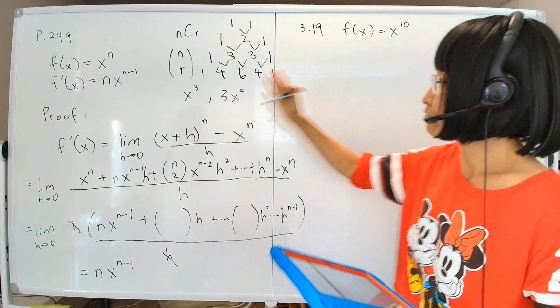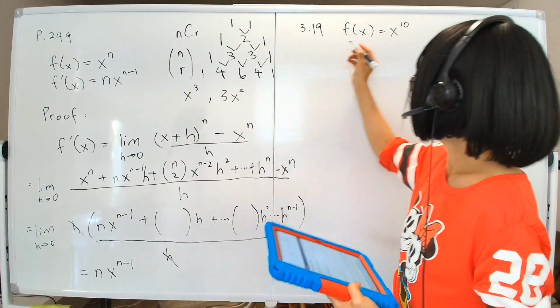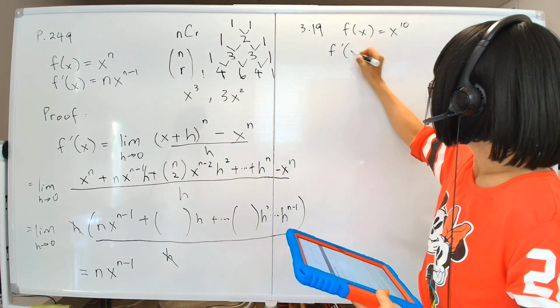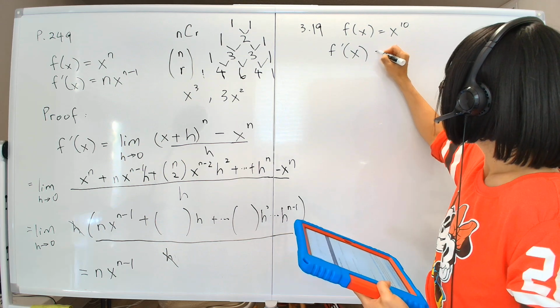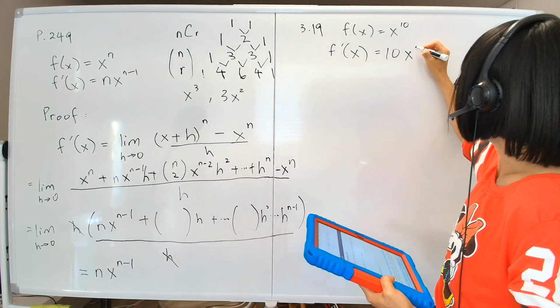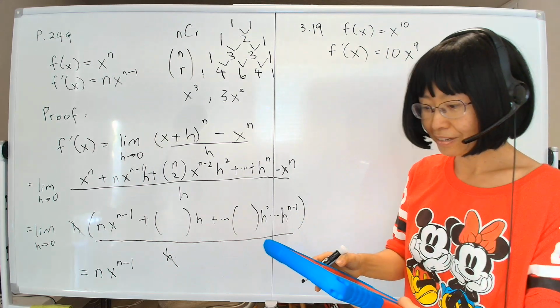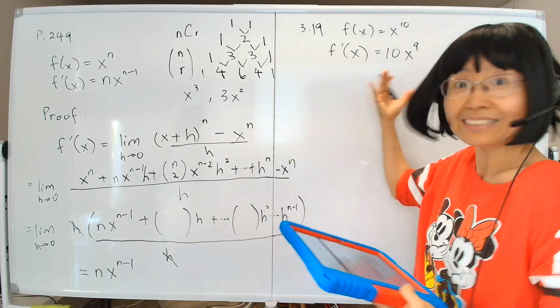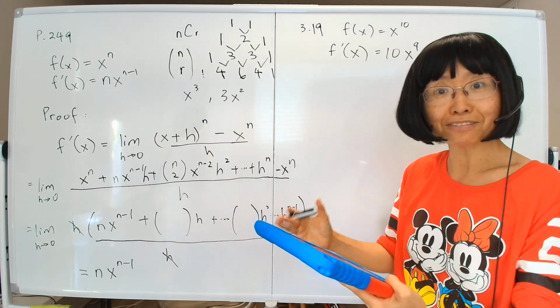But instead, you simply follow this formula. What is the f prime of x? The formula says you take the 10, the number on top, put it on the side, and then reduce it by 1. So f prime of x is 10x to the power 9. Done. See? It cuts out so much work.